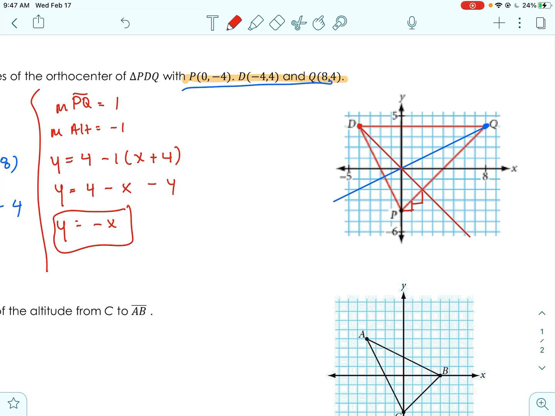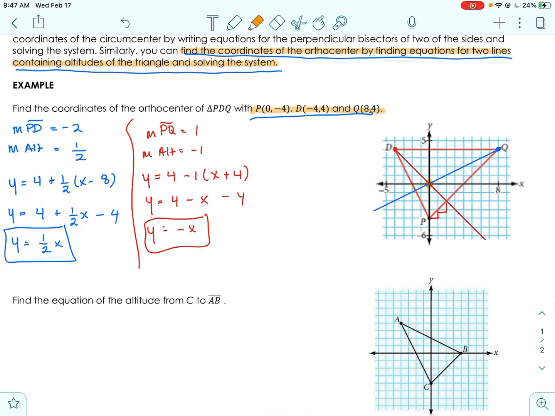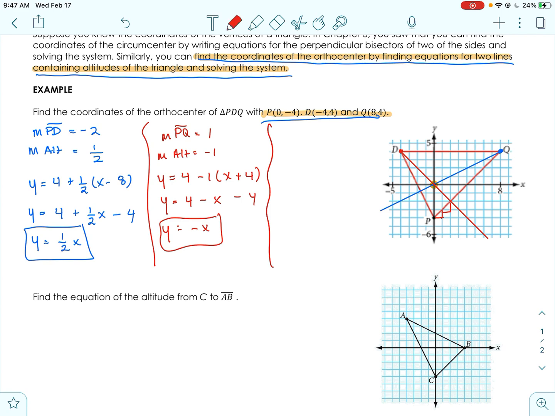As you can see, it appears that the altitudes intersect at the point (0, 0), which would mean that would be our orthocenter. To confirm this, we'd want to check this algebraically. We can take these two equations we have, and since it says y equals 1/2 x and y equals negative x, we can set them equal to each other. So we have 1/2 x equals negative x. Add x to both sides, you get 1.5x equals 0. You get x equals 0. And then if you want to know the y coordinate, you get y equals 1/2 times 0, which is also 0. So the coordinate of the intersection, which would be our orthocenter, is (0, 0). And so that's how you find the orthocenter of a triangle using coordinate geometry.